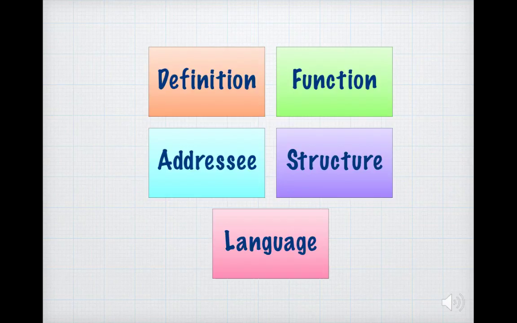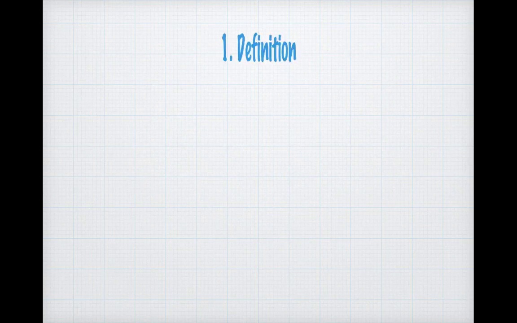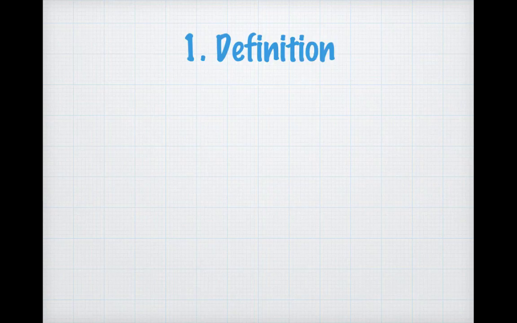That means what does a blog even look like? What parts does it consist of? And then the last part, the fifth one, will be about the language of a blog. How do we write a blog? Which type of language do we employ, do we apply? Alright, so first of all, what is a blog?